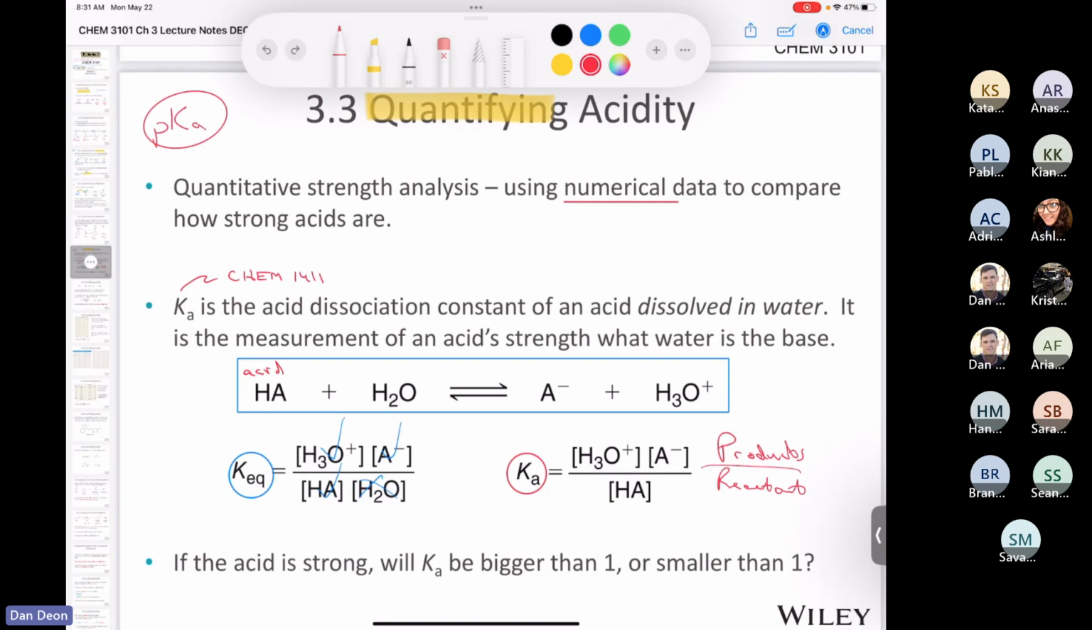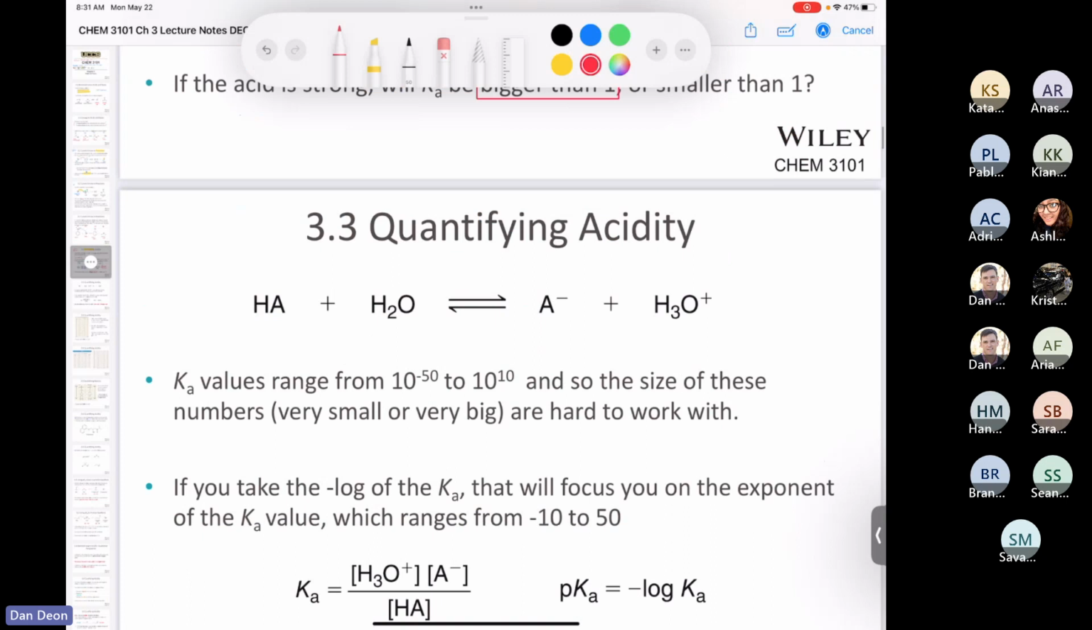So if the acid is strong, is the Ka going to be bigger than 1 or smaller than 1? Can anybody answer that? We have a big numerator when we have a strong acid because it dissociates so much. Yeah, it's going to be bigger than 1, right? So we'll circle this. It's going to be bigger than 1. All right. There we go. So let's move on from there.